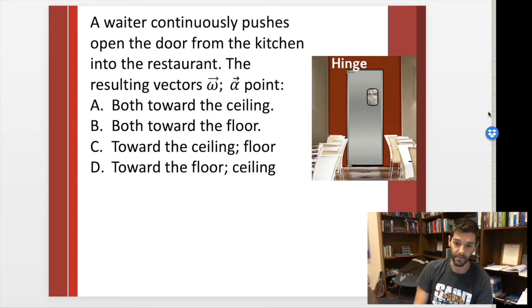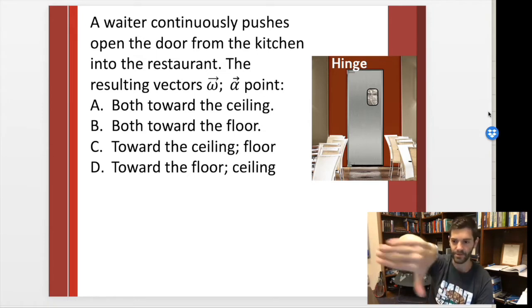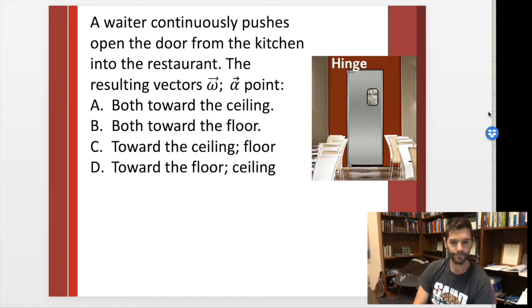We could also do this from the point of view of the waiter who's coming through the door on the other side. In that case, they will still agree that omega points downward, but their fingers are pushing the door open with the hinge then on their right side. And since it is accelerating, alpha must be pointing in the same direction. So in this case, they are both towards the floor.